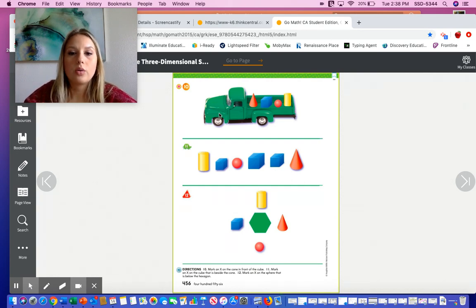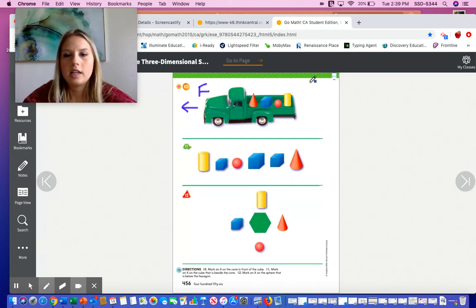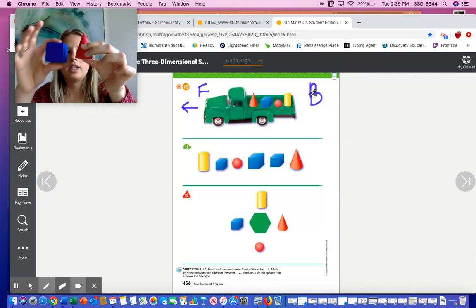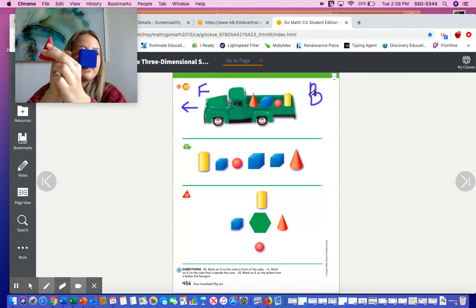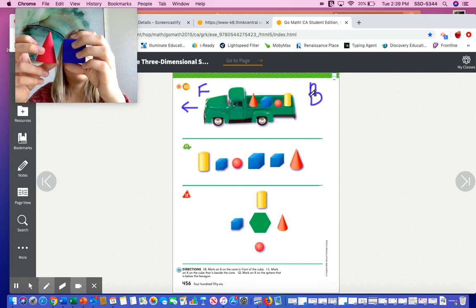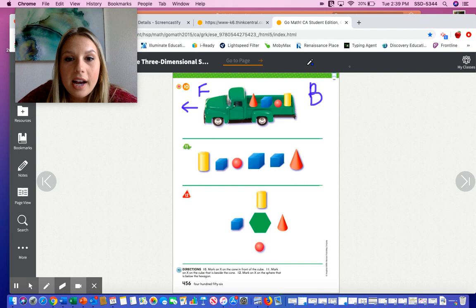So the truck is going this way. Do you see it? It's going this way. So the front is over here and the back is over here. Here's the front. I'll put an F for front. And here's the back, a B for back. Now we're looking for a cone that is in front of a cube. This way. Okay? So do you see it? I found the cone. And is it in front of the cube? Yep. Check your answer. All right.